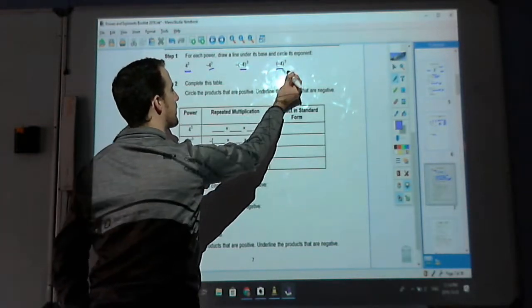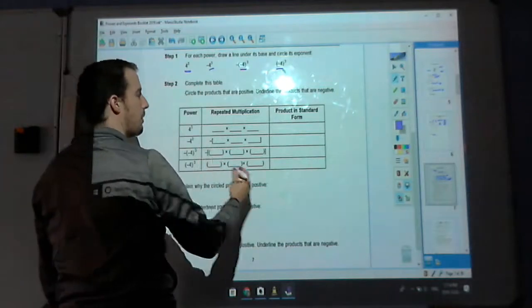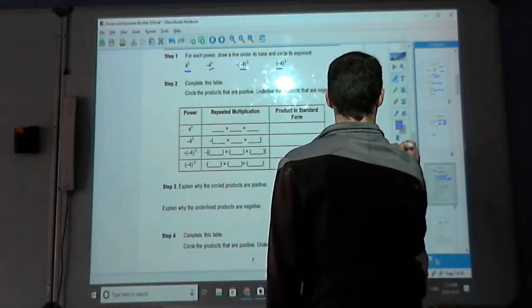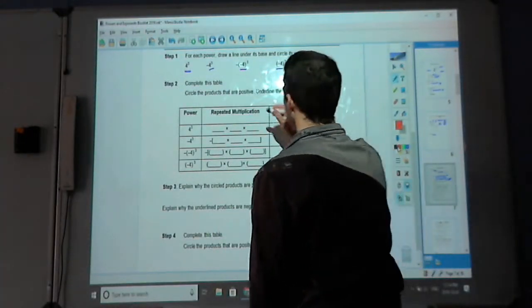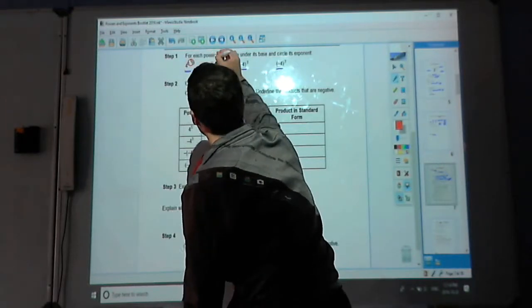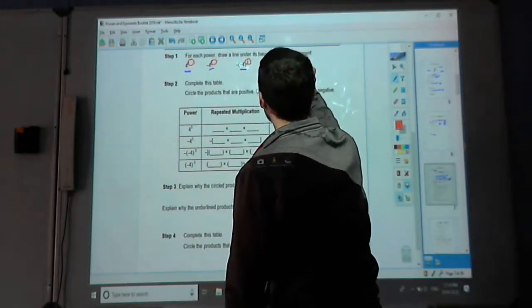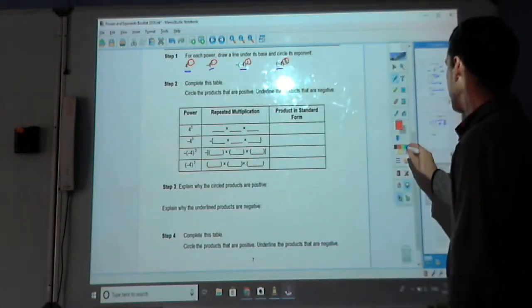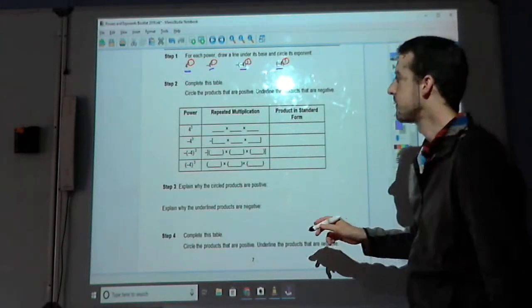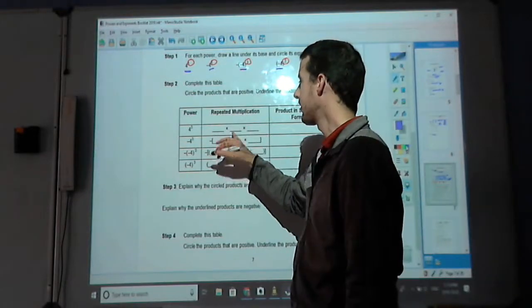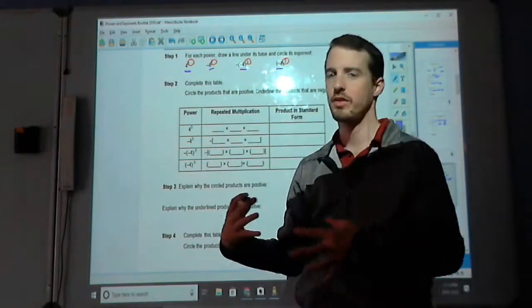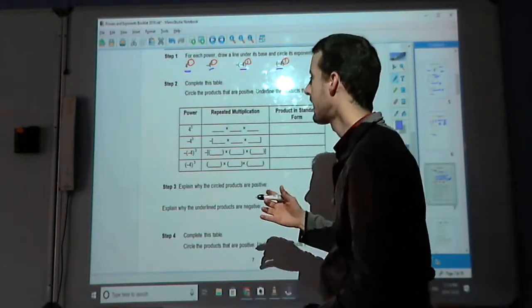Here we're looking at negative 4. For the exponents, I'll circle them, and let's do red. The exponents are our little guys up top. So let's expand this into repeated addition. We'll look at all the different parts, and it's really just some good practice for how to do it.